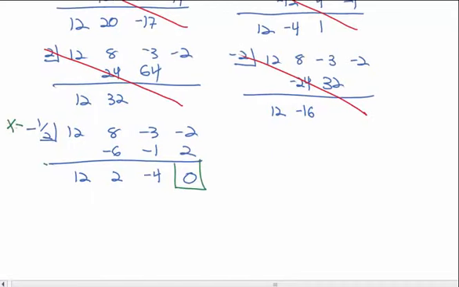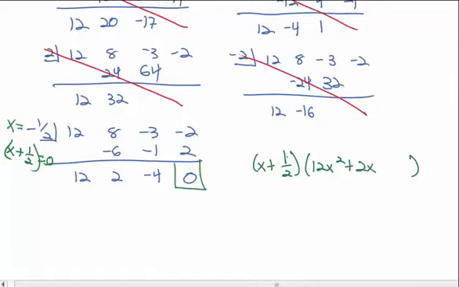So since we have a solution, we say x equals that solution. x equals negative 1/2. So if we add the 1/2 to both sides, we get x plus 1/2 equals 0. And x plus 1/2 is a factor then. What's left becomes the 12x squared plus 2x minus 4. Checking for a GCF first, we can pull a 2 out of there. 2 times x plus 1/2 times 6x squared plus 1x minus 2.